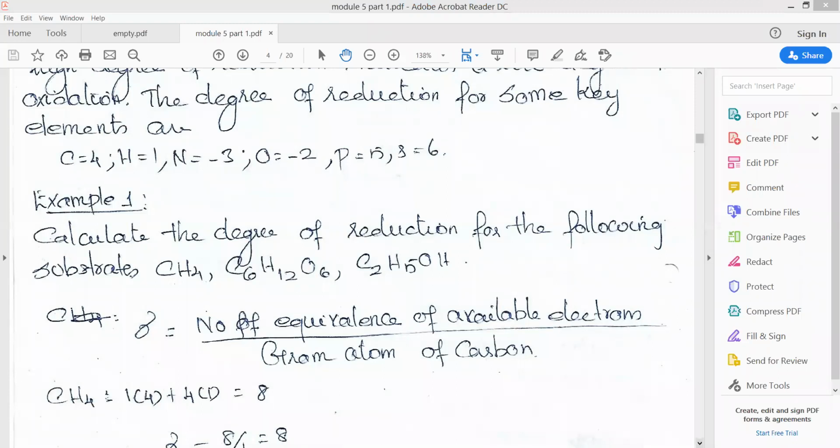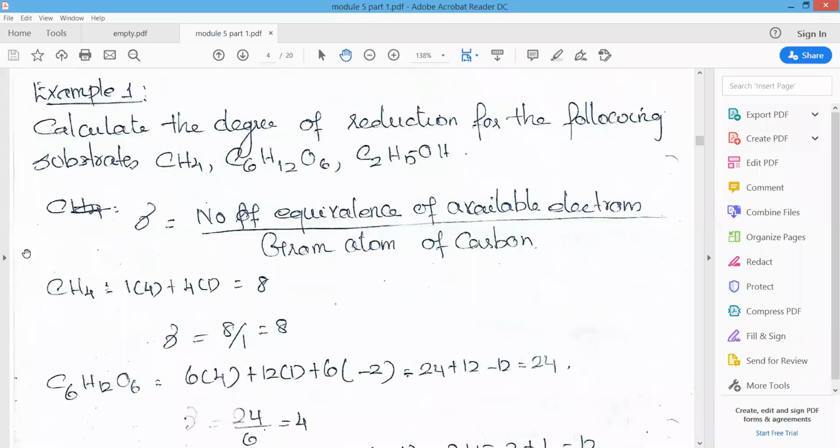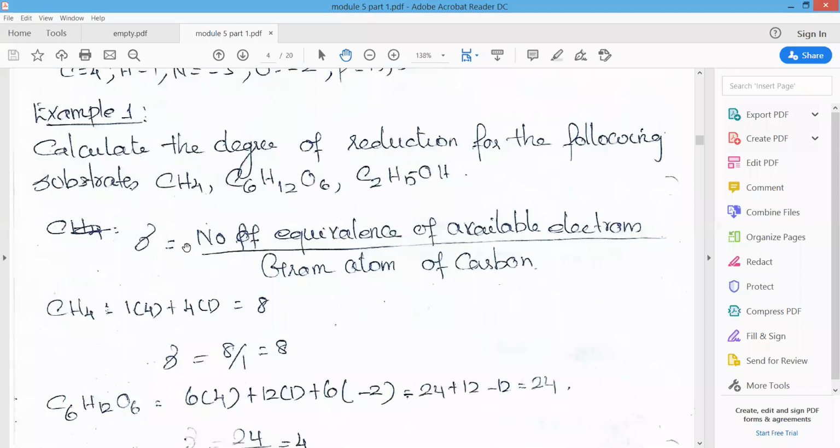Remember this. So how do you find the degree of reduction for CH4? It is 1 into 4 plus 4 into 1, where carbon is 4 and the 4 hydrogens are 1 each. So 1 into 4 plus 4 into 1 is equal to 8. That is the number of equivalents of available electrons, the equivalent amount of electrons. Divide by the gram atom of carbon. How many atoms of carbon are present? That is 1. You can do it separately or at a time.